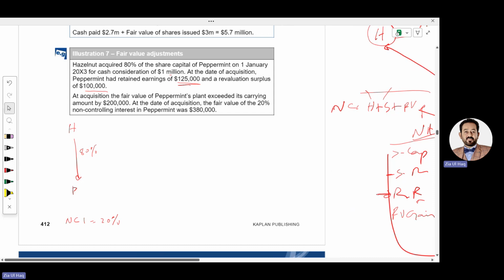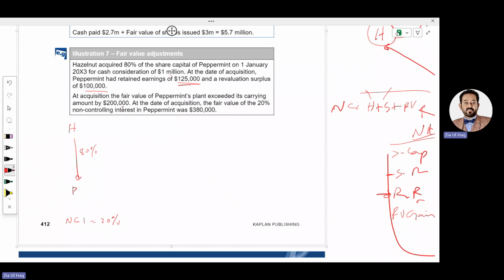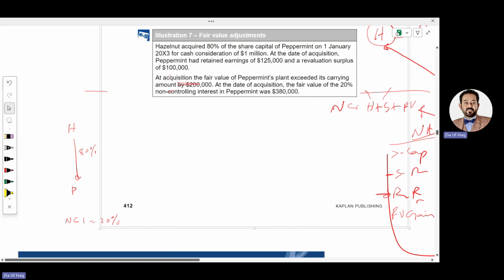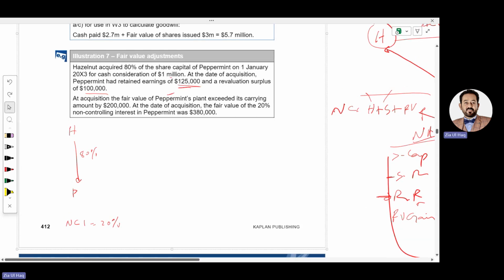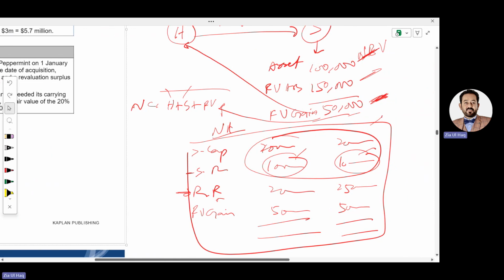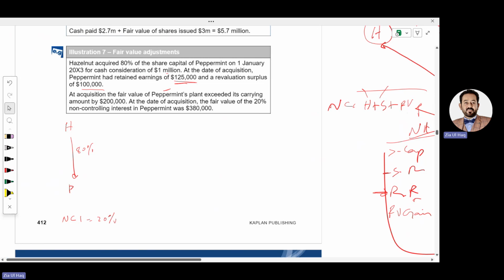At acquisition, the fair value of Peppermint's plant exceeds its carrying value by 200,000. If any asset of the subsidiary has a fair value exceeding its carrying value, by how much amount? 200,000, like we discussed in the earlier example. There the fair value gain was 50,000; in this question, the fair value gain is 200,000. What is this? Fair value gain.